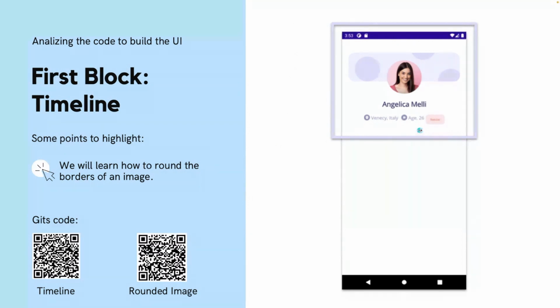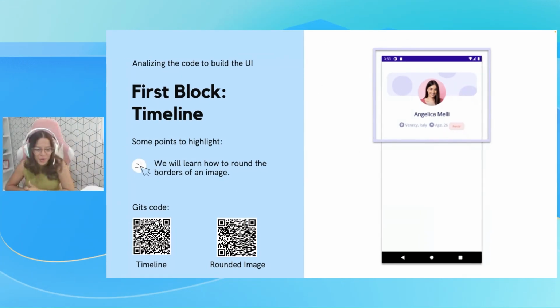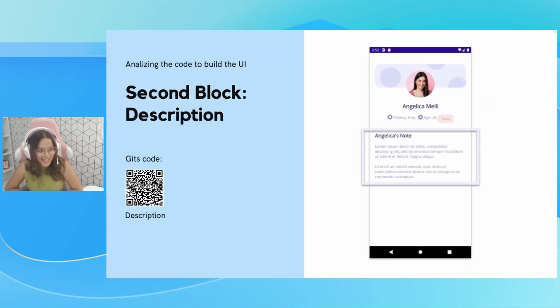It's too simple to replicate. You just have to follow which are the most important properties that you have to add and which are the right layout to add in this case. So I will continue with the second block.